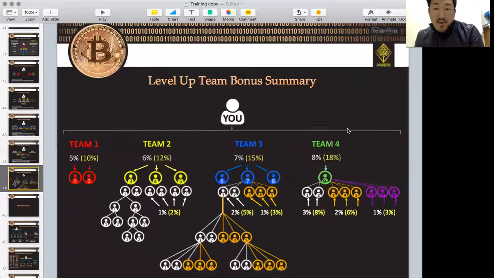Yep, so this is a summary. This one goes into more depth. If this looks confusing, the white ones here are the ones recruited by them. Okay, recruited personally by 3, 4, and 5, and so on. All right, the top ones here are those recruited personally by yourself.